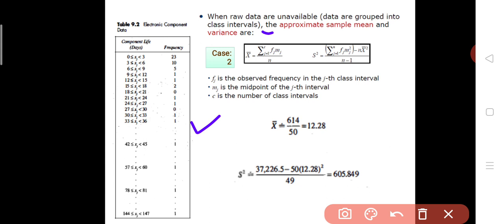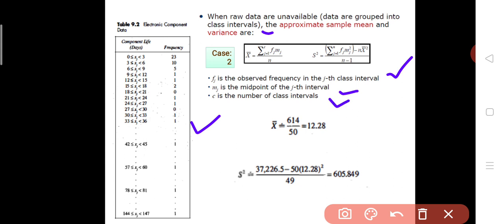This is a group of data, the class intervals, right? When such data is given, how is the parameter estimated? The parameter x bar is estimated by using this equation: summation j equal to 1 to c of fj mj, right? Here fj is the observed frequency in the jth class interval, mj is the midpoint of the jth interval, and c is the number of class intervals.